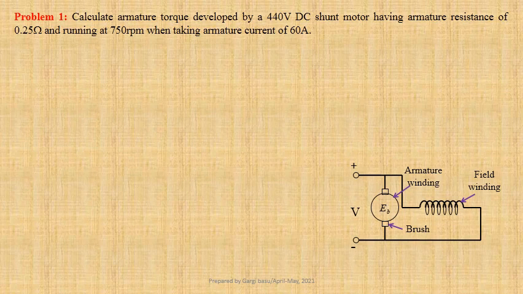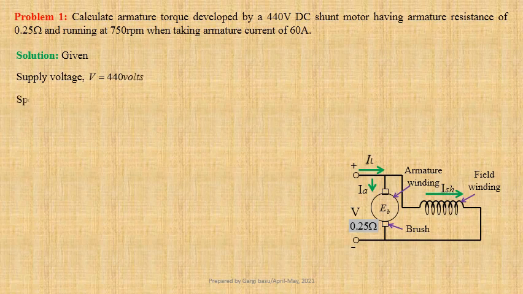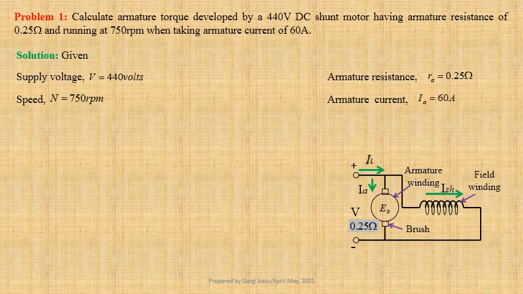In this problem, we have to calculate the armature torque developed by a 440 volt DC shunt motor having armature resistance of 0.25 ohm and running at 750 rpm while taking armature current of 60 ampere. Let us first jot down the given data. Supply voltage V equals 440 volts. Speed of the motor N equals 750 rpm. Given armature resistance RA equals 0.25 ohm. Armature current IA equals 60 ampere.